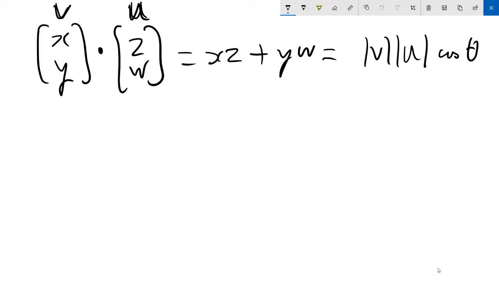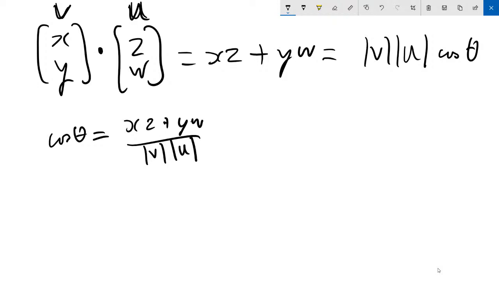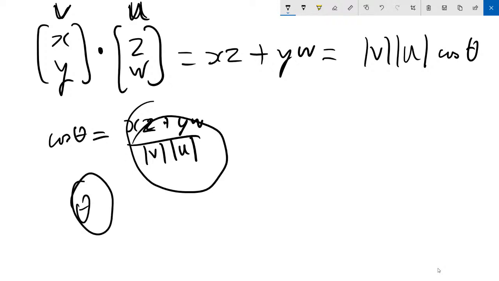So you would do cosine theta is equal to xz plus yw over the magnitude of v times the magnitude of u. This is what is really important to vectors. So you know how to do this stuff. Once you find this, plug in, put arc cosine of this, and you'll get your theta. And that's why this stuff is so important over here, because you can find the angle between two vectors really quickly using this method.